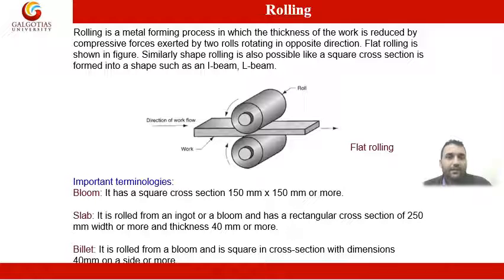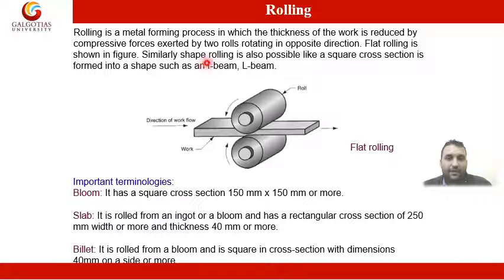Next is rolling. Rolling is a metal forming process in which the thickness of the work is reduced by compressive forces exerted by two rolls rotating in opposite directions. Flat rolling is shown in this figure. This is the workpiece, and there are two rolls, one upper roll and one lower roll, rotating in opposite directions, and this is the direction of work flow. The clearance between the two rolls will be the thickness of our output product.